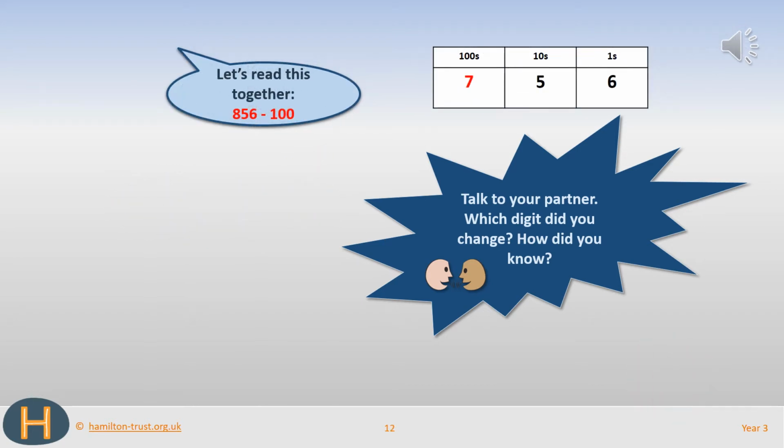So when we subtract 100 from 856, it should be the hundreds column that changes. I have 800, subtract 100. I get 700. So altogether, I have 756.